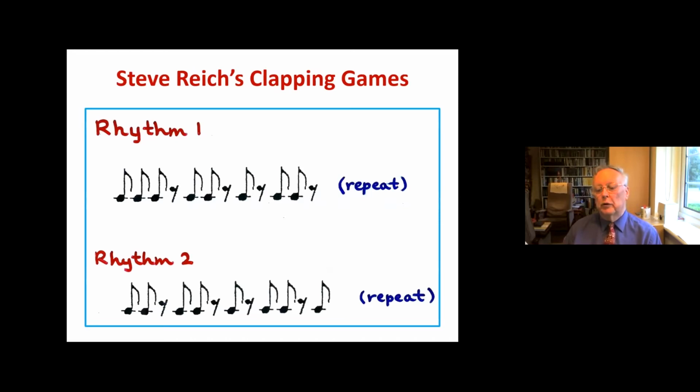Here's one of his simplest with two competing rhythms. Rhythm 1 is as follows.